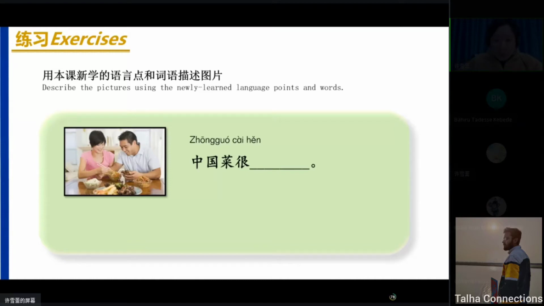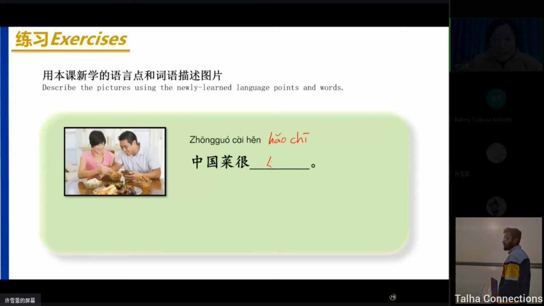Look at this picture. You may see the two people are eating food. So they are eating Chinese food. Then they say, 中国菜很什么呢? 中国菜很, use a word to describe Chinese food. 很好吃. Yes, very good. 好吃. 好 means good. 吃 means eat. So the combination of 好 and 吃 means pleasant to eat. So it's tasty. It's delicious.